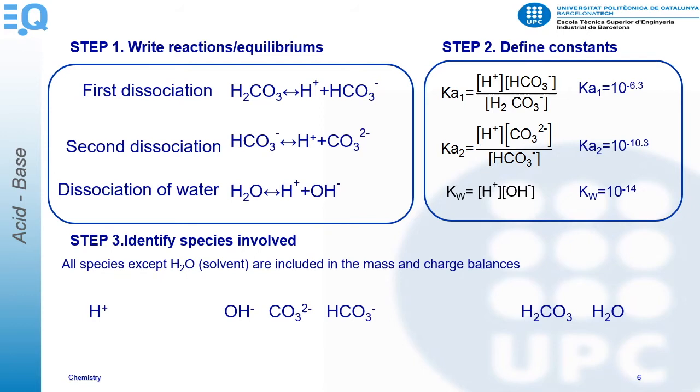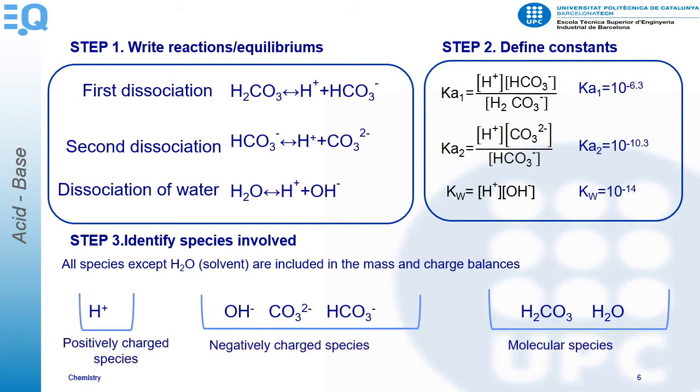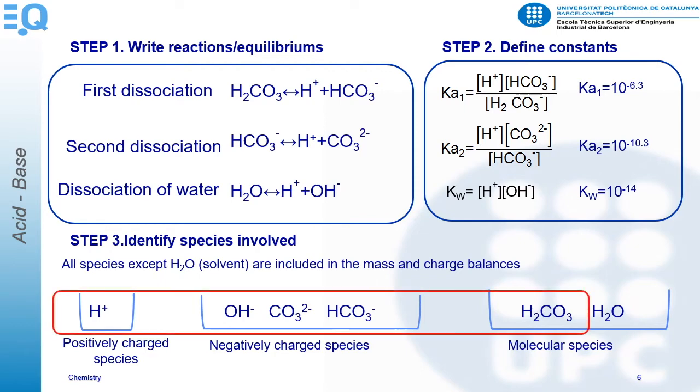Now we should identify the species involved. There are always the species of the aqueous solution, as well as the ones of the specific compound depending on the exercise. In this case, we have hydrogen cation as positively charged species, while hydroxide, carbonate, and hydrogen carbonate anions are the negatively charged species. Finally, we have carbonic acid and water as molecular species. All species are included in the mass and charge balances except water, as it is the solvent.